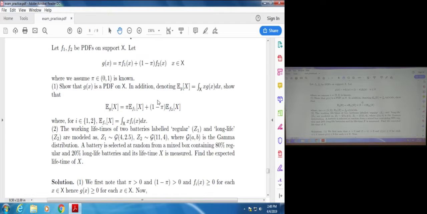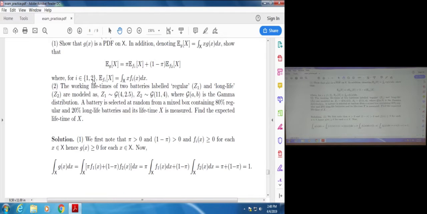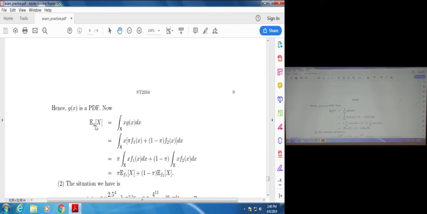So this is the last part. No, sorry, I've done it out of order. So I want to show that this is the case. The expectation with respect to g of x by definition is the integral of x g of x. g of x is equal to pi times f1 plus 1 minus pi times f2.